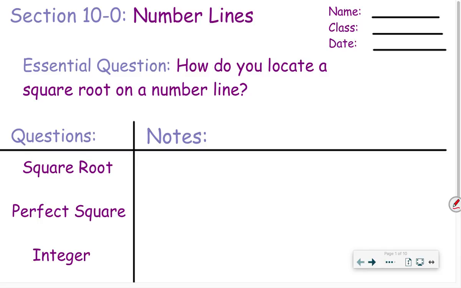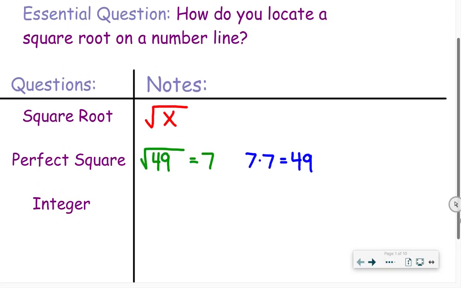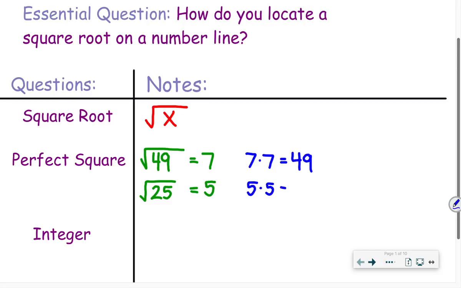So first of all, a square root looks something like this. I'm just going to put X under there for right now until we get into actual numbers. A perfect square root looks something like this, like the square root of 49. The reason 49 is a perfect square is because 7 times 7 equals 49. So if a number times itself equals that other number, it's a perfect square. One other example would be the square root of 25. The square root of 25 is 5 because 5 times 5 equals 25.